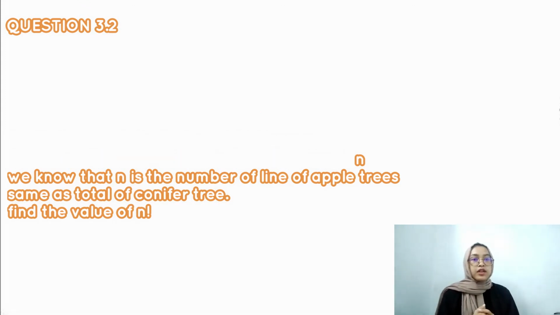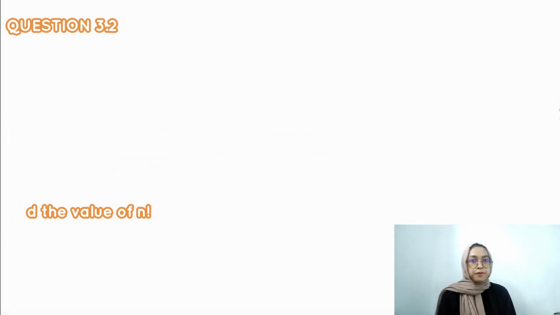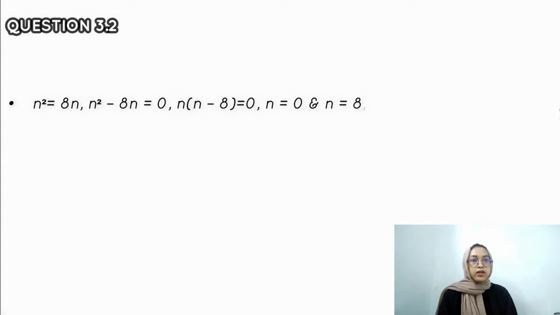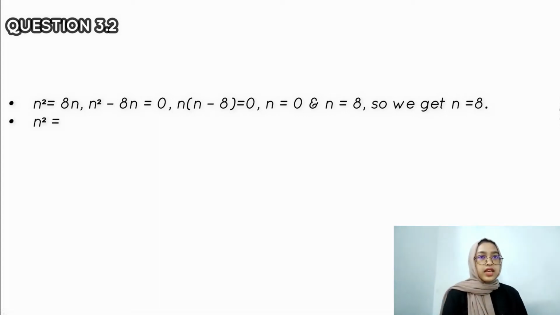The total of apple trees is the same as the total of conifer trees, so find the value of n. n squared equals 8n. n squared minus 8n equals 0. n times (n minus 8) equals 0. n equals 0 and n equals 8. So we can get n equals 8. n squared equals 8 squared equals 64.